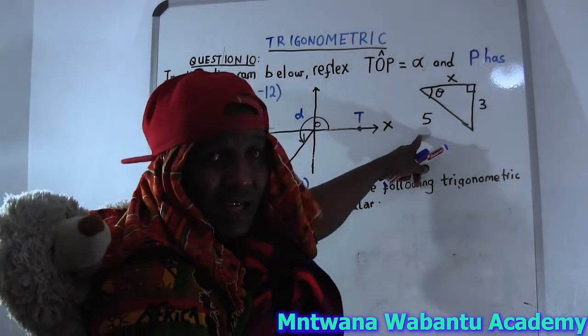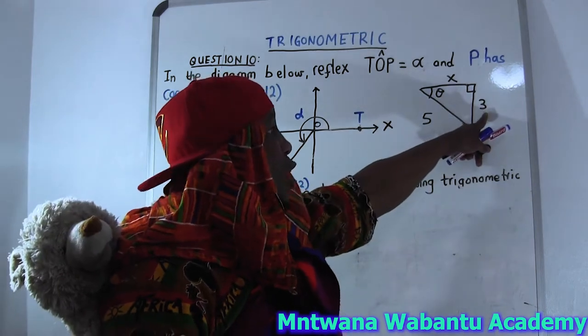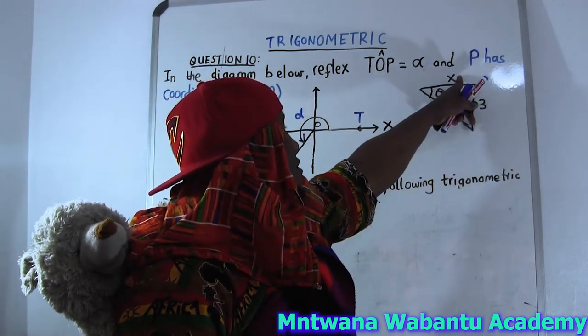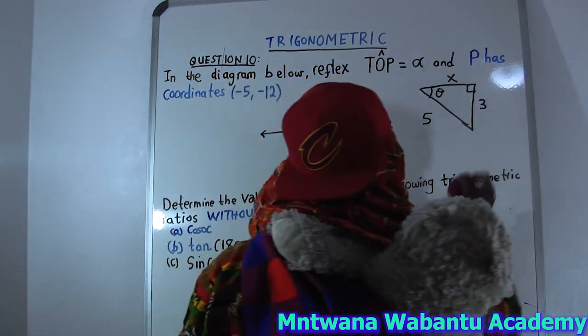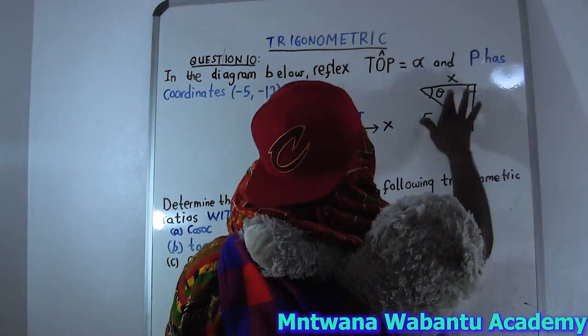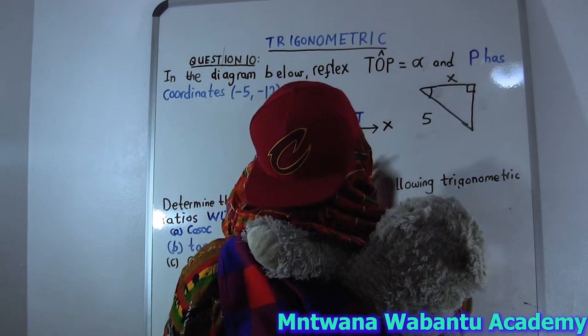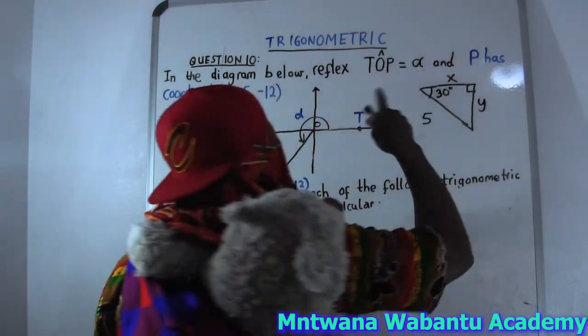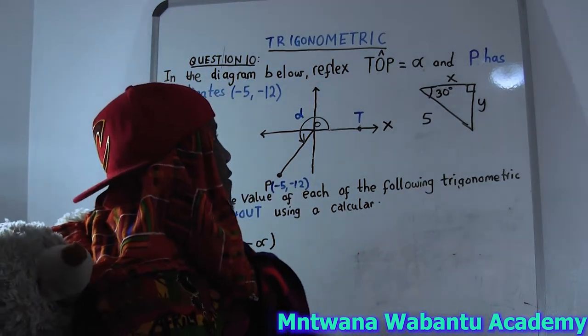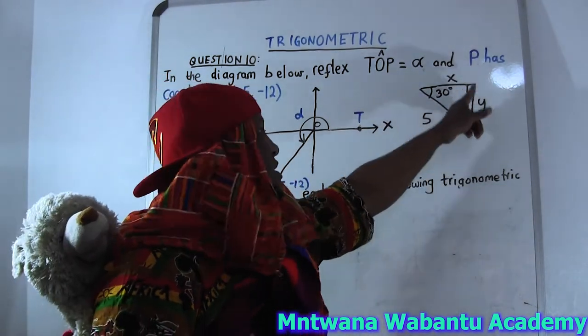So this is the hypotenuse, and this is the opposite. Okay, no. Let's say they don't give you this 3, but they give you the angle equal to 30. They say find x and y, or a and b, whatever. So we know for a fact this is the hypotenuse, this is the opposite, and this is the adjacent.